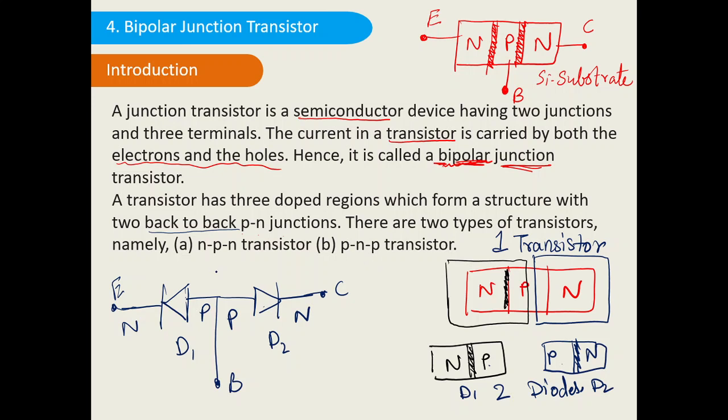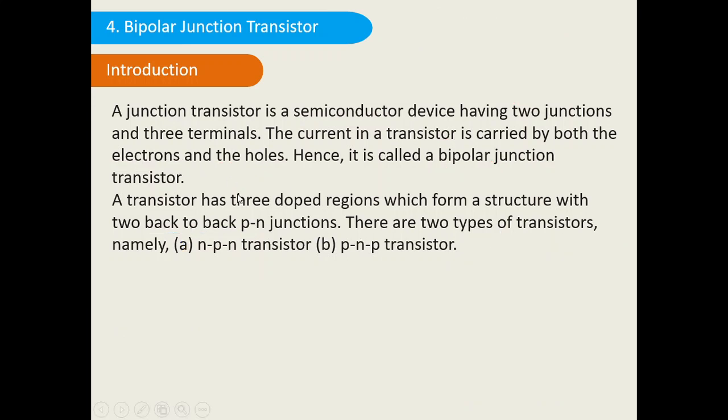So there are two types of transistor, namely NPN transistor and PNP transistor. NPN transistor is widely used. Why? Because the mobility of electrons is more compared to the mobility of holes. So that's why NPN transistor is widely used. PNP transistor is less used. NPN transistor is quick in response. All of you are requested to pause the video. You can draw the diagrams. You can write the things. A transistor has three doped regions which form a structure with two back-to-back PN junctions.